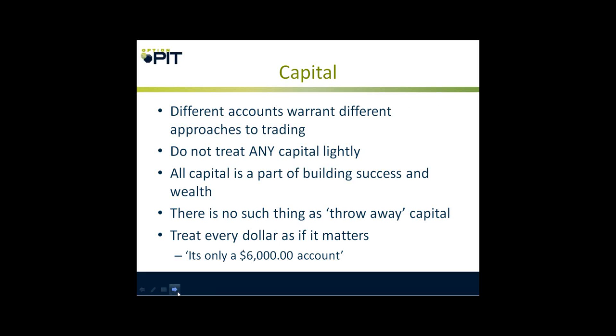Capital. Different accounts warrant different approaches to trading. Do not, and this is a big one, guys, I implore you, do not treat any capital lightly at all. All capital is a part of building success and wealth. There is no such thing as throwaway capital. Treat every dollar as if it matters. I mean that.